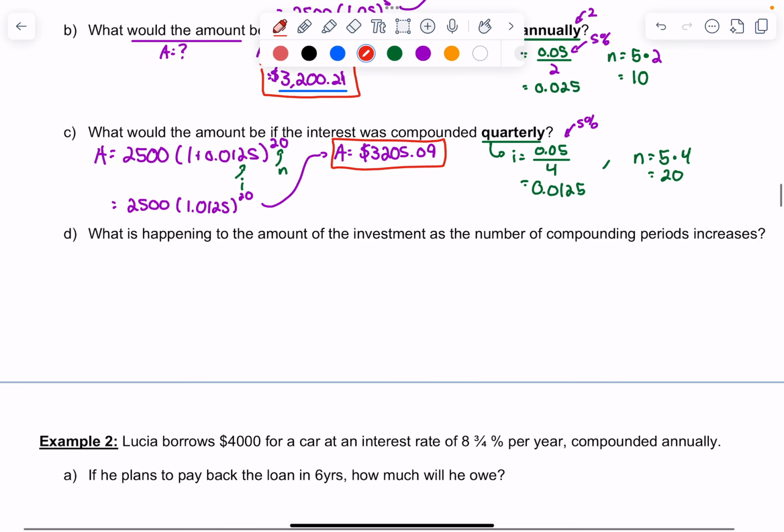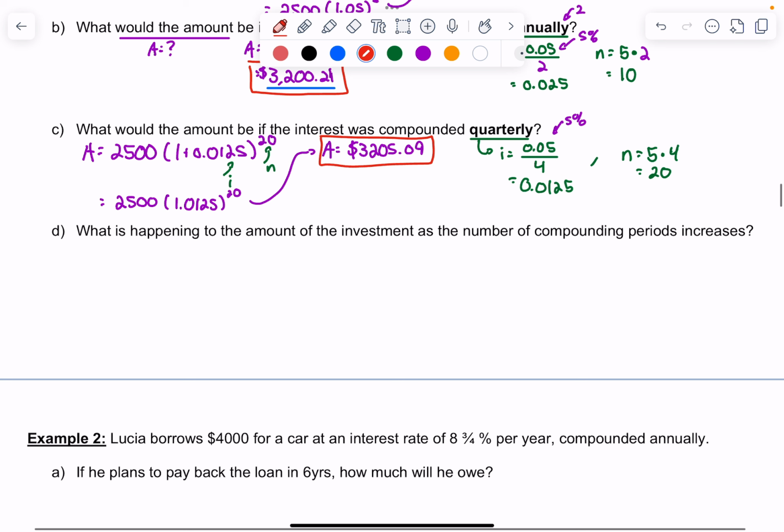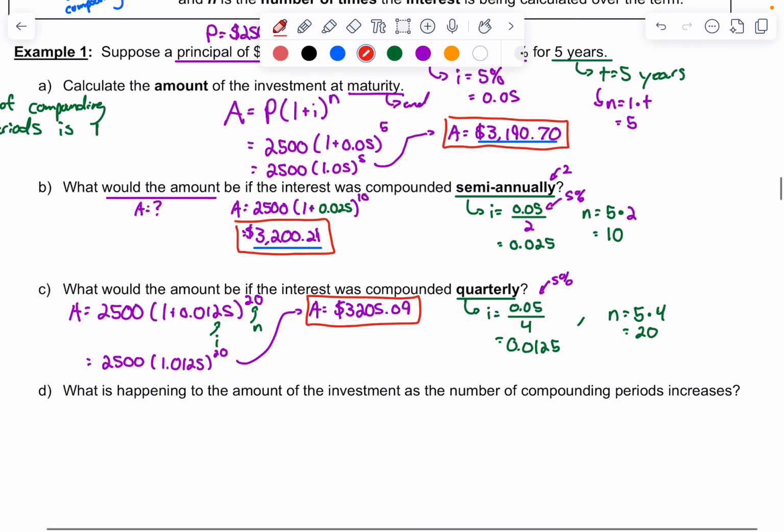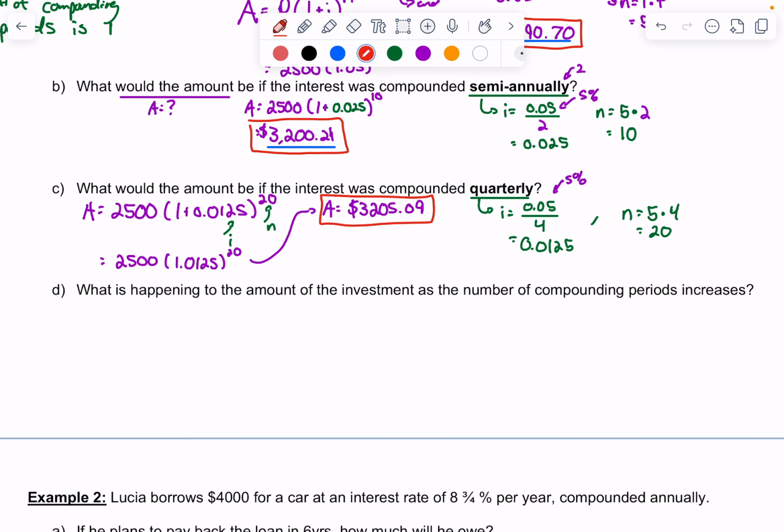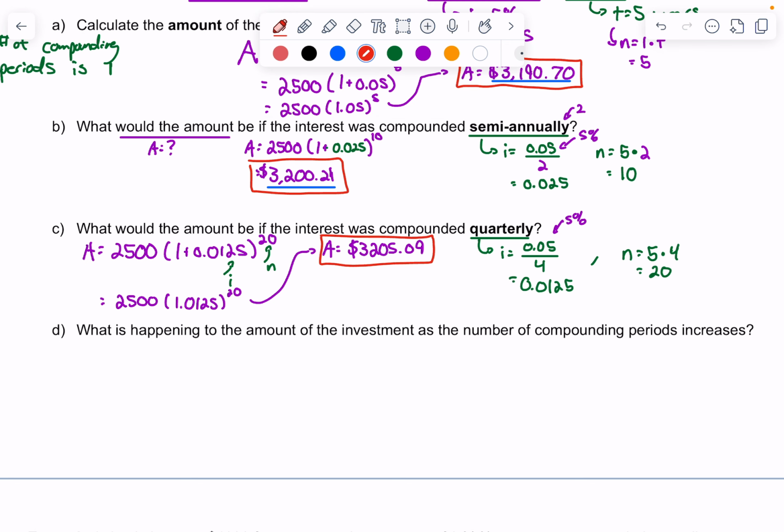So part D, what is happening to the amount of the investment as the number of compounding periods increases? Well, can you see the relationship? We had 1 compound, we only made 3,190. We made 2 compounding periods, so now twice in a year it compounded. Well, you actually made $10 more. And then you had 4 compounds in a year, and you made $5 more than your semi-annual, or $15 more than your one time a year.